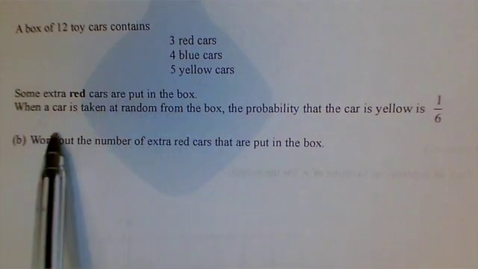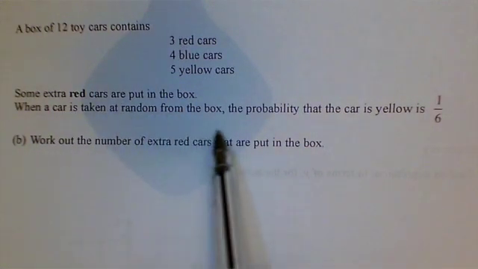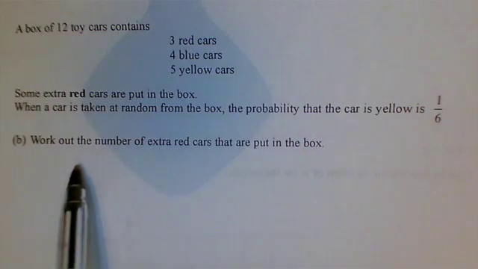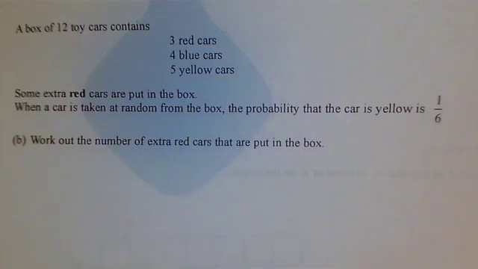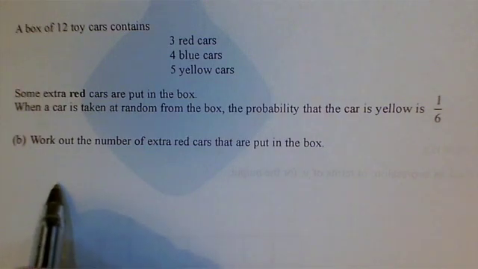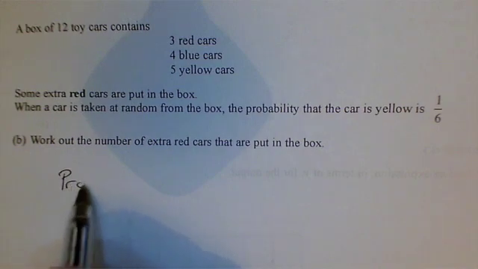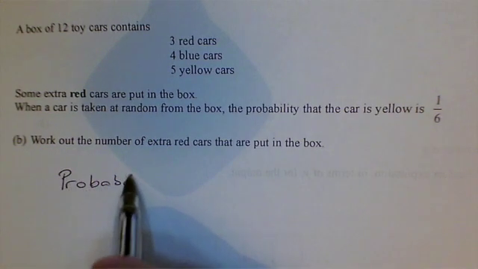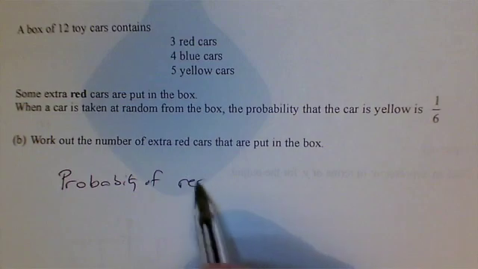Okay, so we've got all these cards, 3 red, 4 blue, 5 yellow, and some extra red cards have been put in. And we want to know what the probability of the card is yellow becomes 1/6. Now I misread this as the card is red is 1/6, so I apologise for that. And you can see that I've made a mistake here.